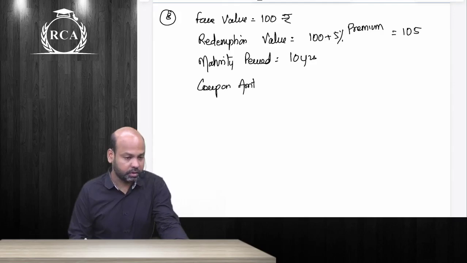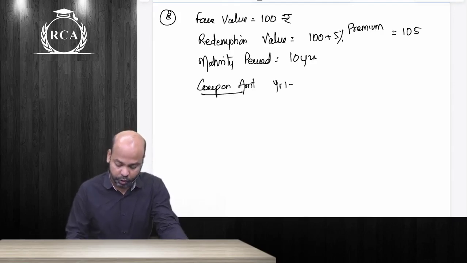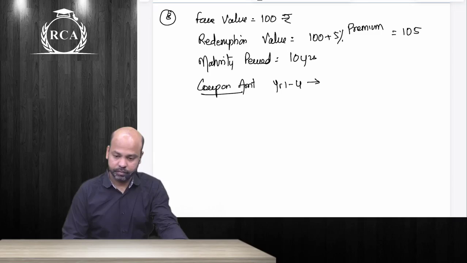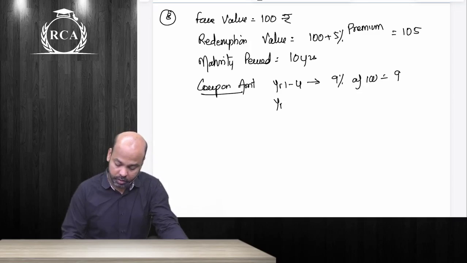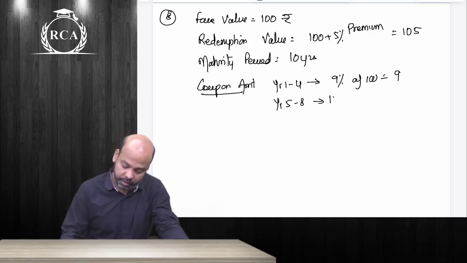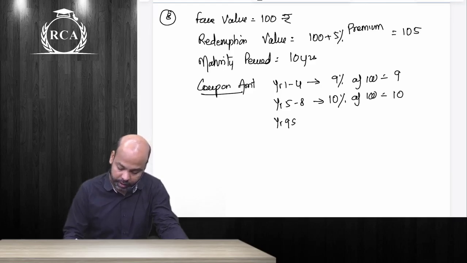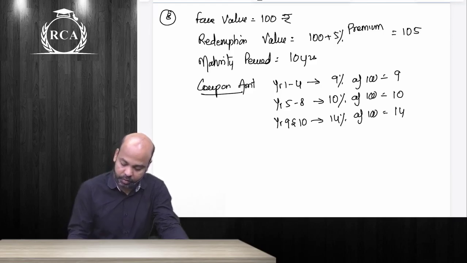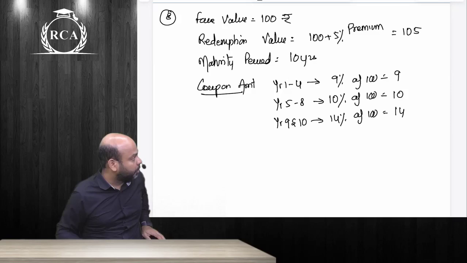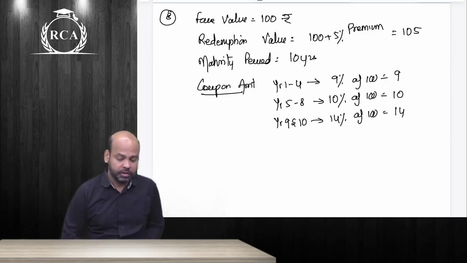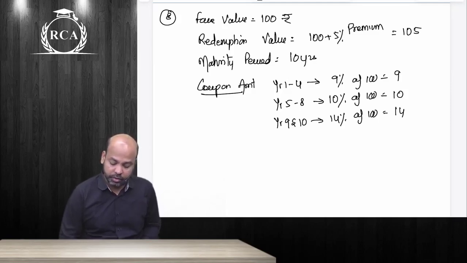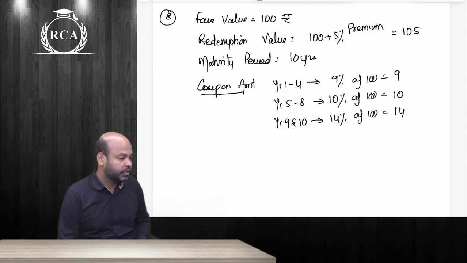कूपन अमाउंट्स बेटा, ईयर 1 to 4 कितना हो जाएगा? 9% of 100, 9 rupees. Years 5 to 8, guys, it will be 10% of 100, 10 rupees. Year 9 and 10, beta, it is going to be 14% of 100, that is 14 rupees. Your coupon amounts are going to be 9 rupees, 10 rupees and 14 rupees. 9 for the first 4 years, 10 for the next 4 years and 14 rupees for the last 2 years.